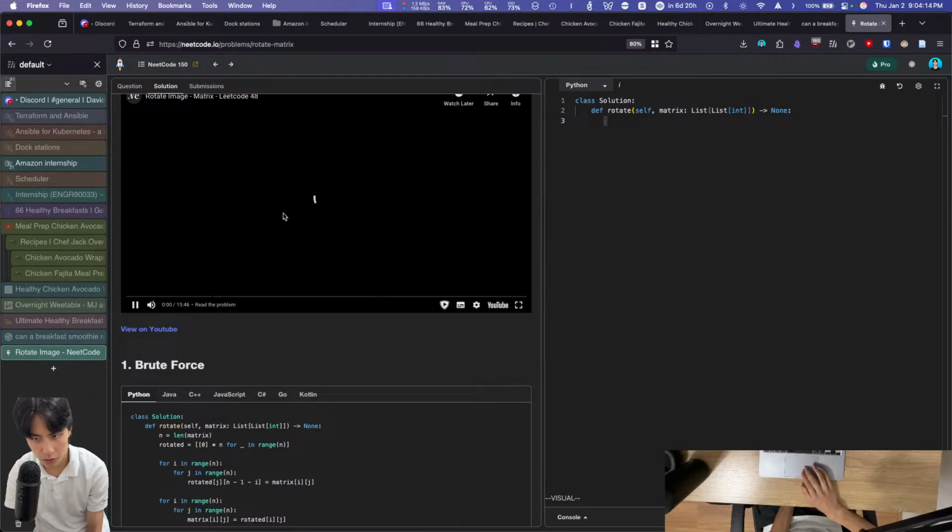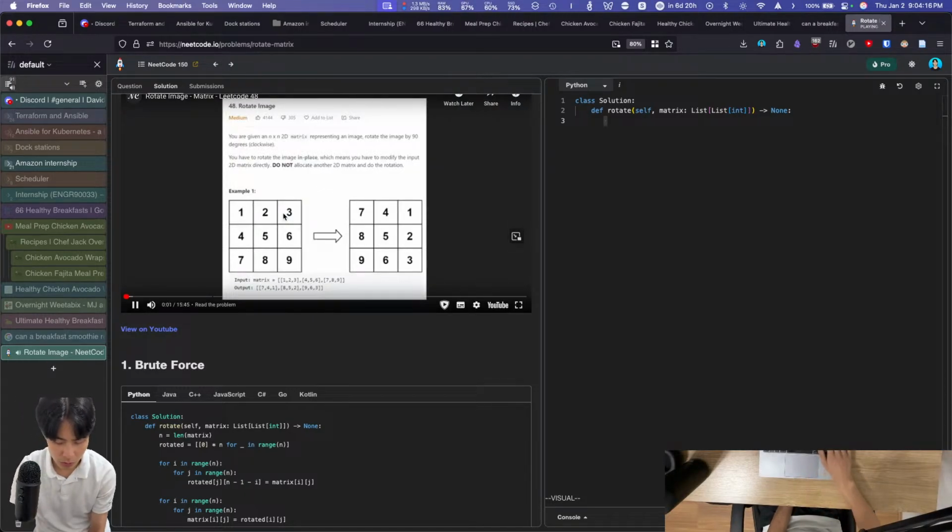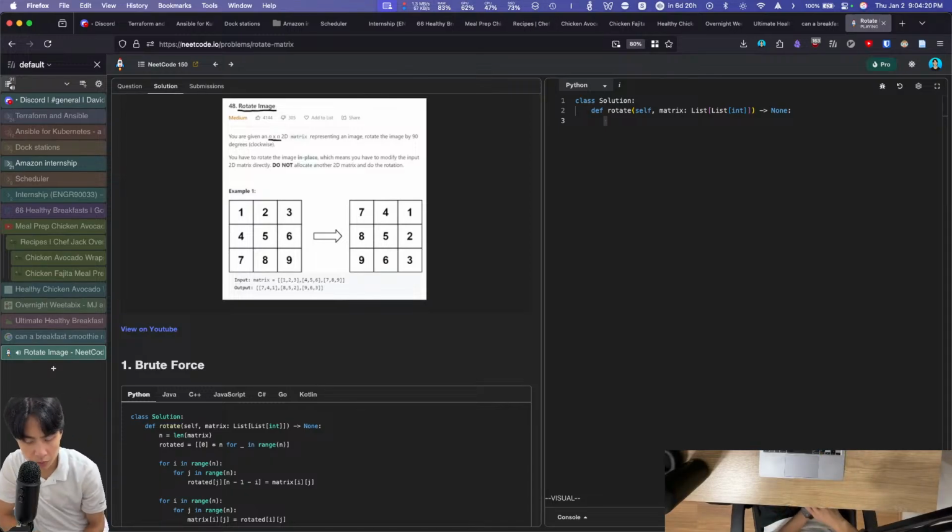Right. Hey everyone, welcome back, and let's write some more neat code today. We're given an n by n matrix, so this time it's a square matrix for sure, representing some image, and we want to rotate that image by 90 degrees clockwise. And we are required to do this in place, so we cannot allocate more memory. We can't just make a copy of the matrix and rotate it like that. So the challenge here is definitely doing it in place.